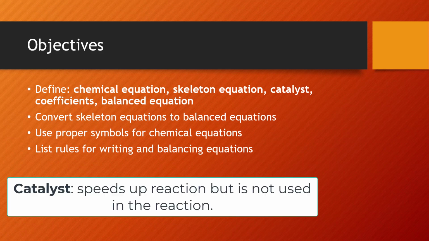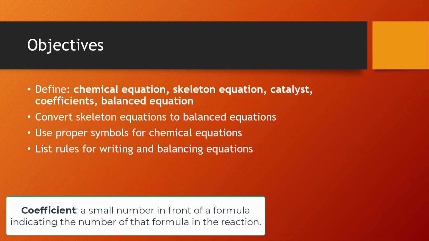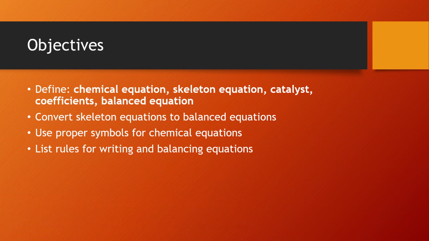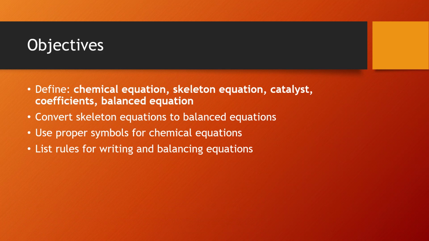And then catalyst, this is a substance that makes the reaction go a little faster, but is not itself used up in the reaction. Coefficients, these are small whole numbers put in front of the formulas to indicate how much of each substance there is in a chemical reaction. And balanced equation, this is when you have the same number of atoms on both sides of the equation, representing the conservation of matter. Be able to convert skeleton equations to balanced equations, use proper symbols for chemical equations, and list the rules for writing and balancing equations.